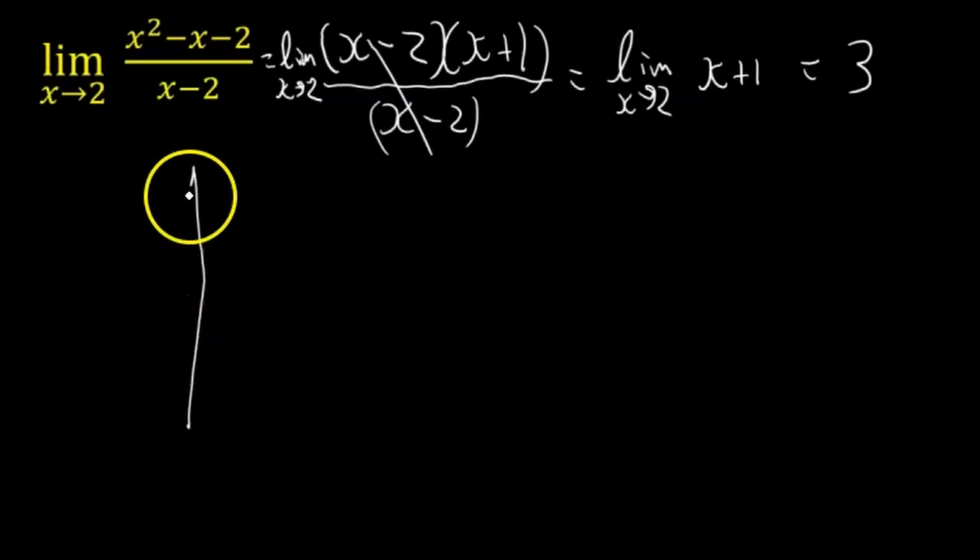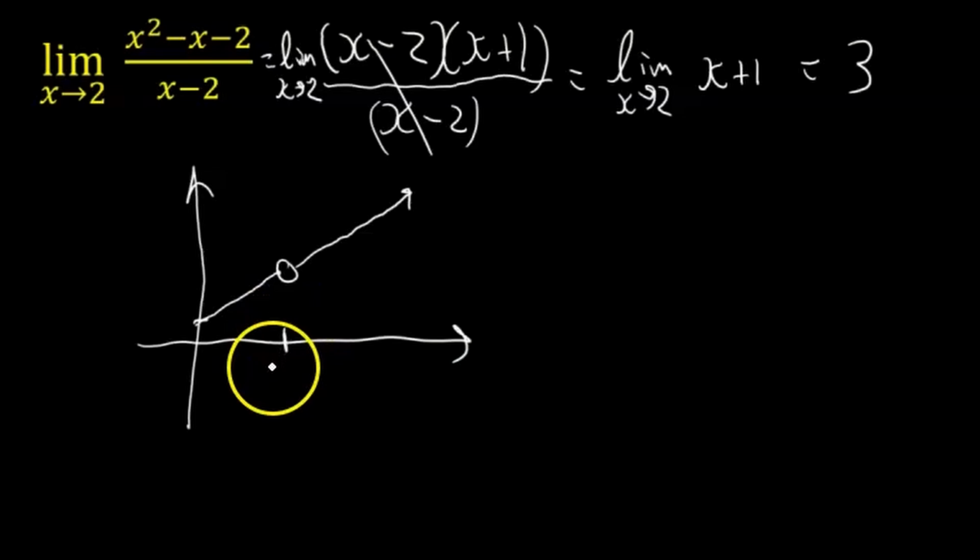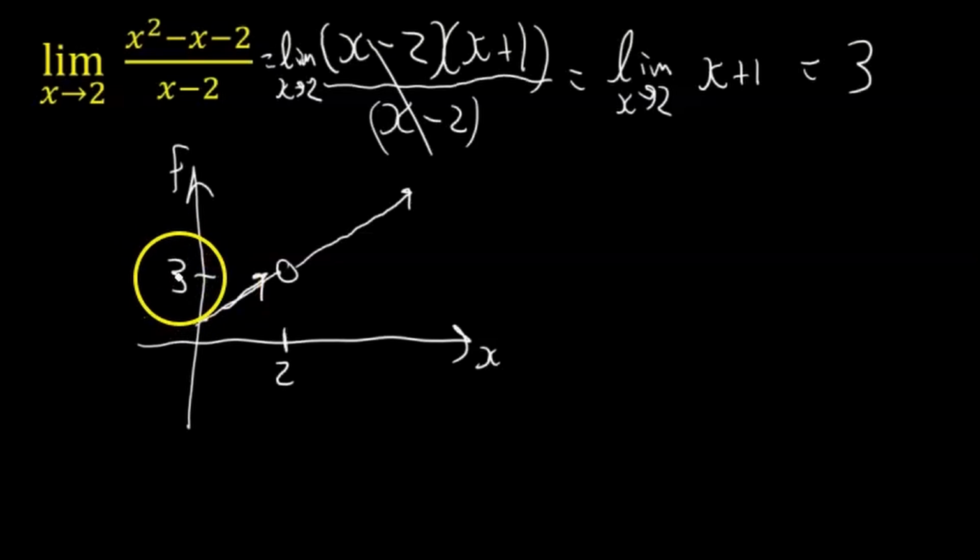Now, the function doesn't exist at x equals 2. There's a hole. So the function behaves like x plus 1. So this is just a straight line with a y-intercept of 1, slope of 1, going up like this. At x equals 2, this is the function here. There's a hole, it doesn't exist, but as we approach from the left, it approaches 3. And as we approach from the right, it approaches 3 as well, but it doesn't actually exist at that point.